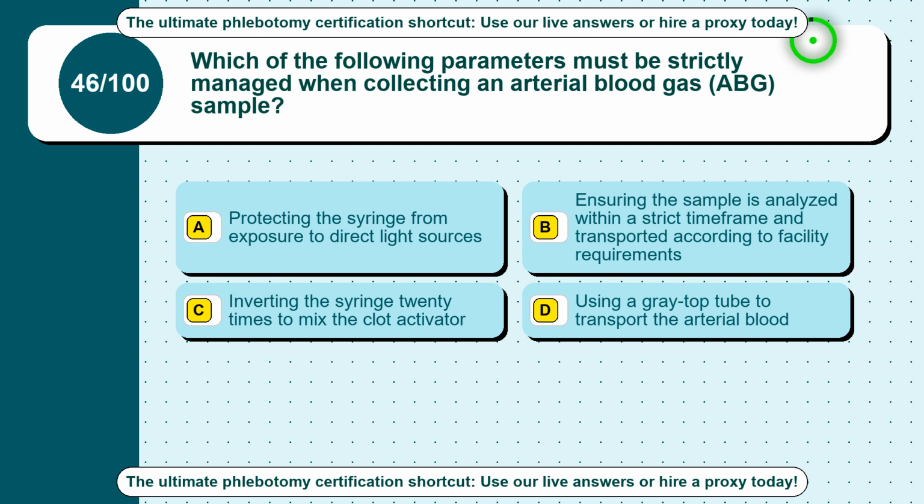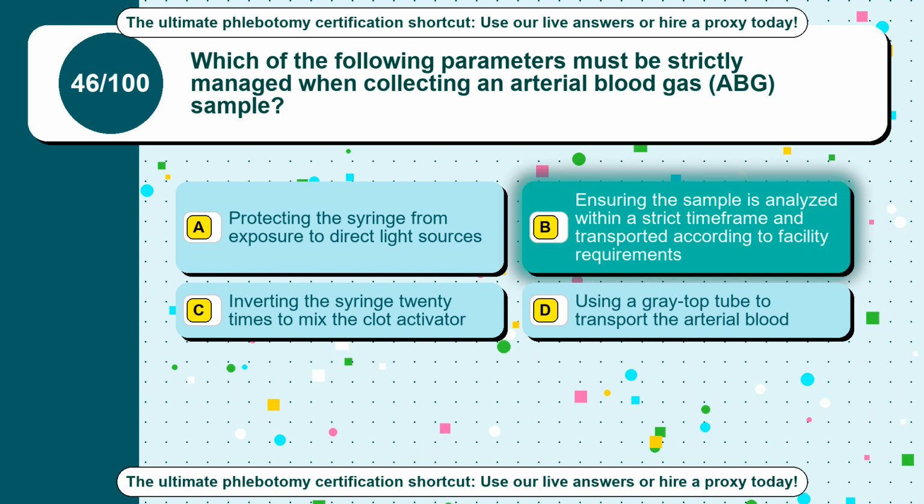Question 46. Which of the following parameters must be strictly managed when collecting an arterial blood gas, ABG, sample? Option A. Protecting the syringe from exposure to direct light sources. Option B. Ensuring the sample is analyzed within a strict time frame and transported according to facility requirements. Option C. Inverting the syringe 20 times to mix the clot activator. Option D. Using a gray top tube to transport the arterial blood.